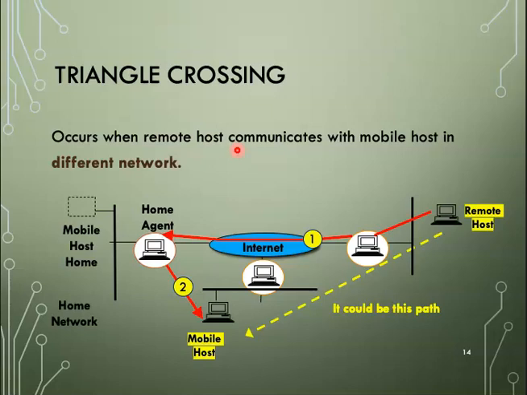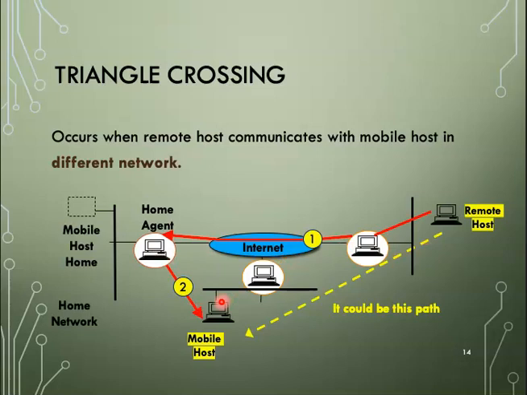Another problem that occurs when the remote host communicates with the mobile host is triangle routing. This happens when the remote host communicates with a mobile host in a different network, which is not the home network and also not the same network as the remote host. When the mobile host sends a packet to the remote host, there is no inefficiency. However, when the remote host wants to send a packet to the mobile host, the packet will go through the foreign agent here, and to the home agent, and then to the mobile host. So the packet will travel two sides of a triangle instead of just one side.